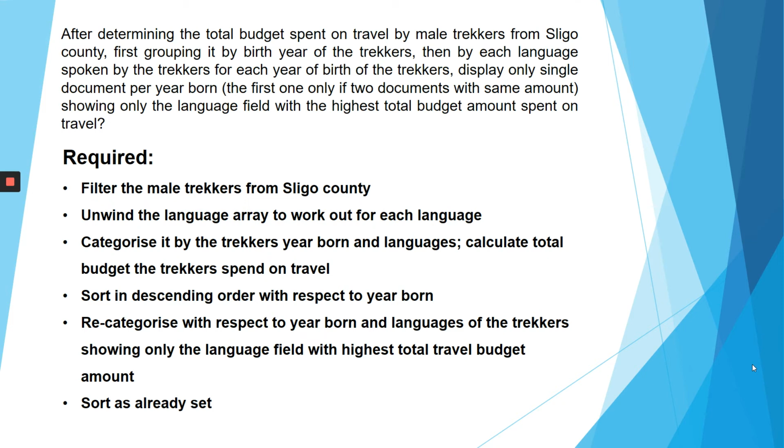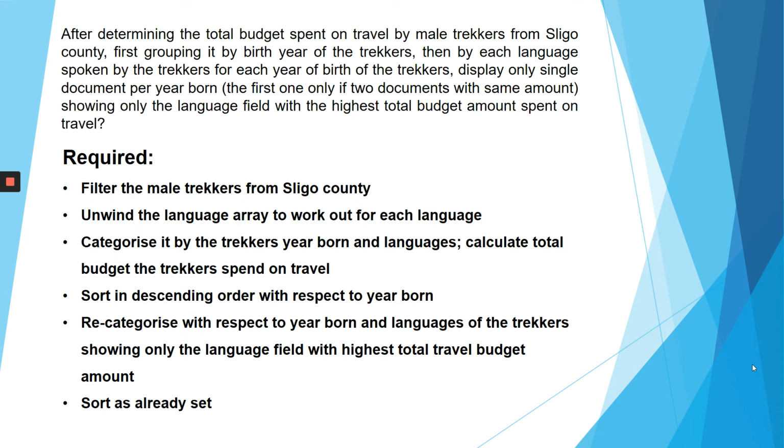The key requirements from the question statement which need to be addressed are: first, filter the mail trackers from Sligo County, then unwind the language array to work out for each language, then categorize by the tracker's year born and languages, and then calculate the total budget amount the trackers spend on travel. After that, sort it in descending order with respect to year born.